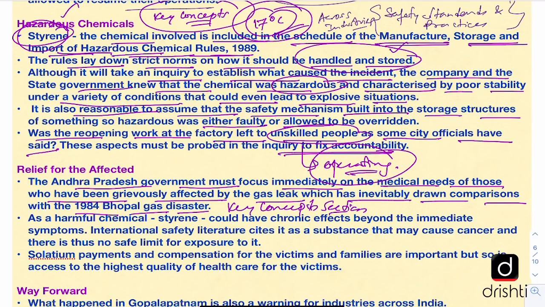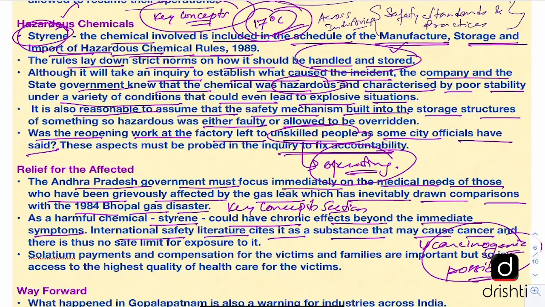As a harmful chemical, styrene could have chronic effects beyond the immediate symptoms. Now the international safety literature cites it as a substance that may cause cancer. So it is also a carcinogenic substance. And because it can lead to cancer, there is no safe limit for exposure to it.